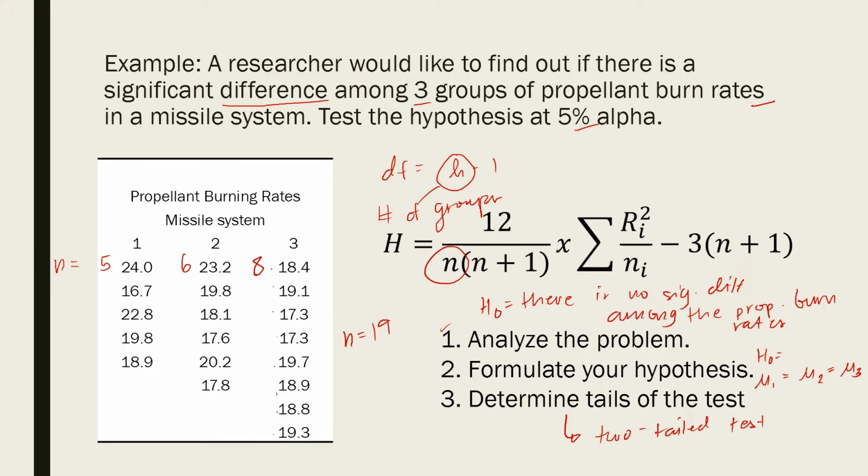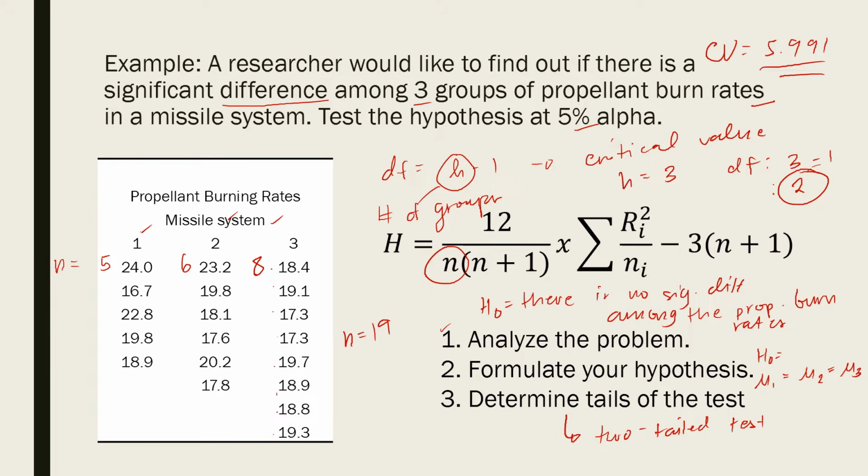Okay, so we need the degrees of freedom so that we can identify the critical value. In this case, h minus 1, we have 3 groups. This is 1, 2, and 3. So your h is 3. So our degrees of freedom is 3 minus 1, that's 2. And using the degrees of freedom in the table of critical values for Kruskal-Wallis and chi-square, we get a critical value of 5.991. Okay, so let's move on to the next step, which is to compute.